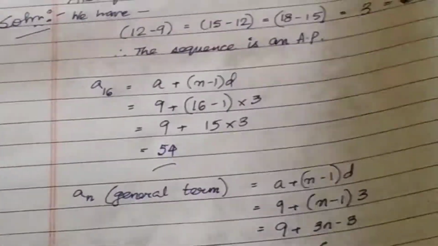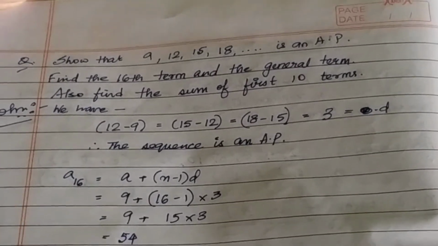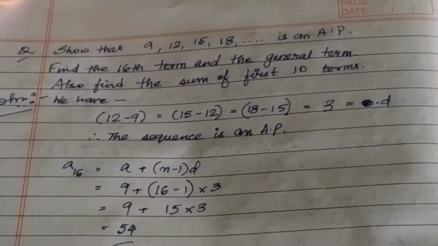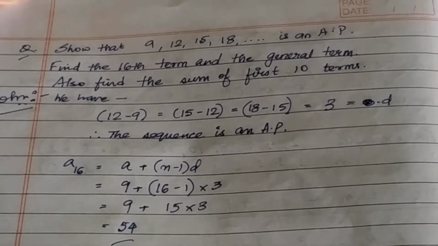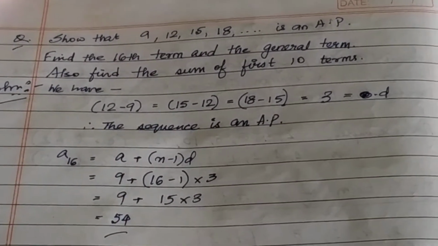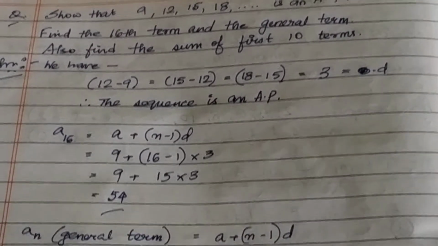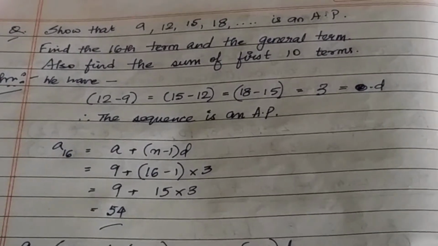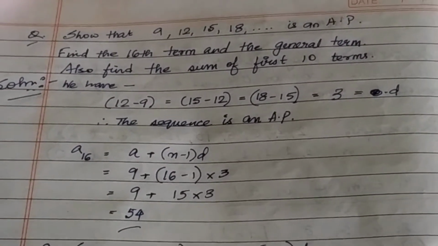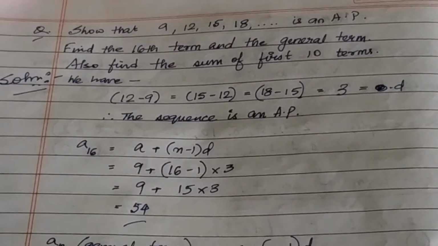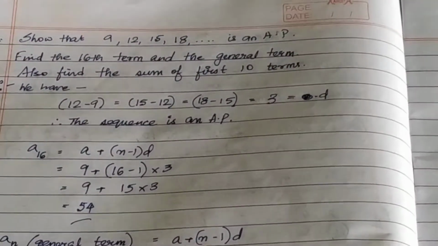And I've solved this problem so that you can have a better idea of things. So the question is that you have been given a sequence. The first thing that you need to do is that you have to prove that it is an AP, and then you have to find the 16th term of the AP. You need to find a generalized expression for finding any term of the AP, and then finally you have to find the sum of the first 10 terms of the AP. And the sequence given is 9, 12, 15 and 18.